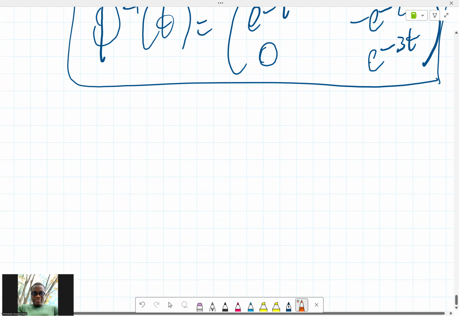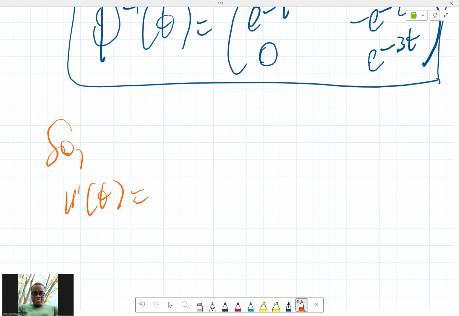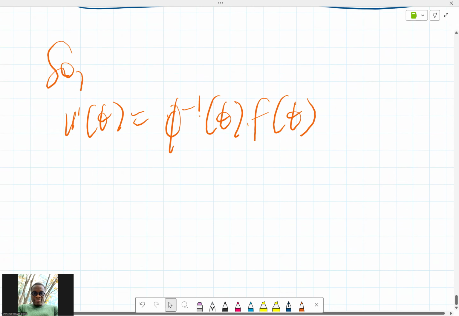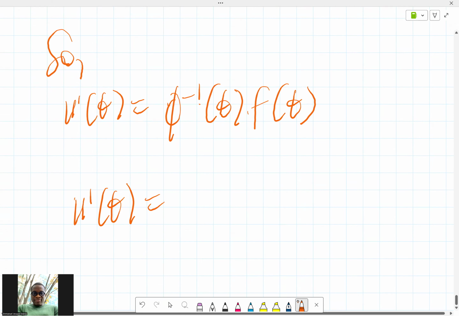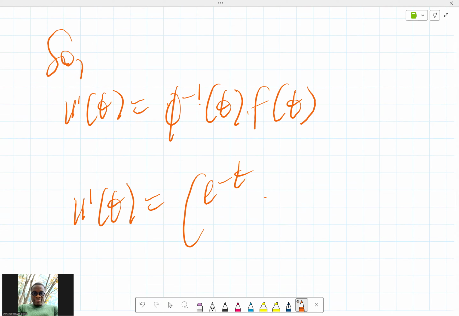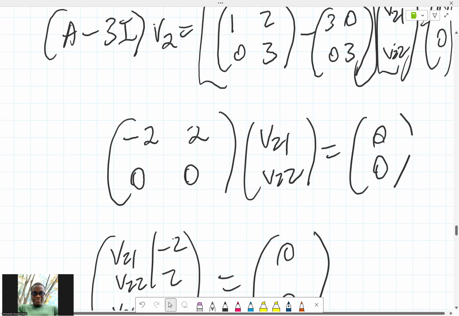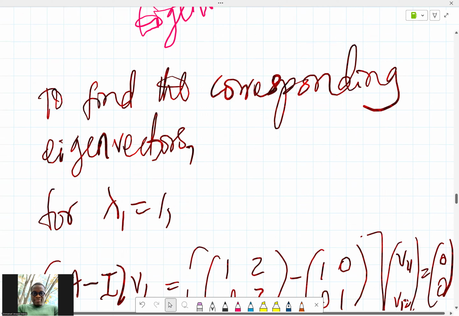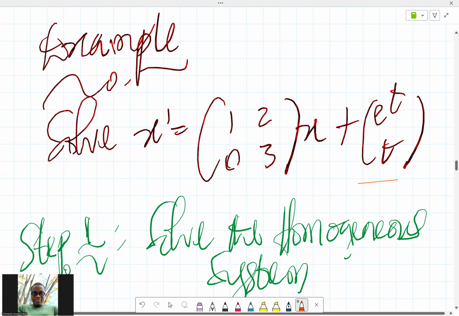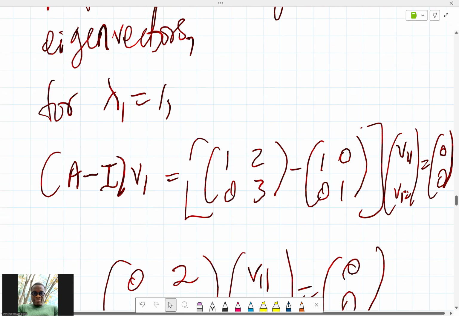So we go on, and we're looking for u prime of t, which is phi inverse of t multiplied by f of t, the forcing term. So u prime of t equals what we have now, e raised power minus t, minus e raised power minus t, 0, e raised power minus 3t, times the forcing term, which is e raised power t. That's from the original problem, from the very original problem. This is the forcing term, so e raised power t.